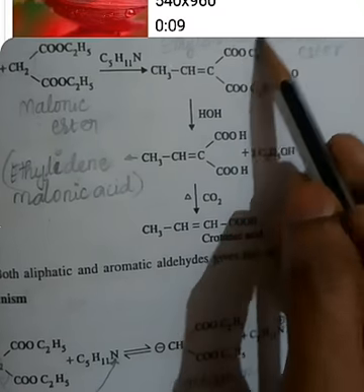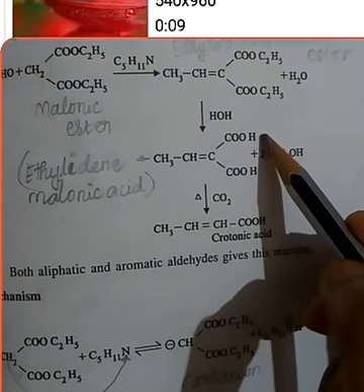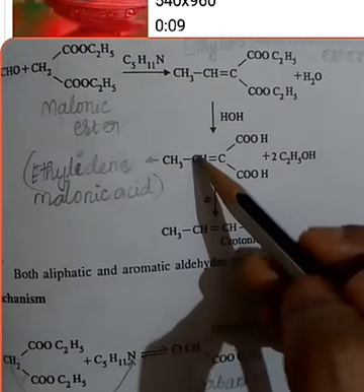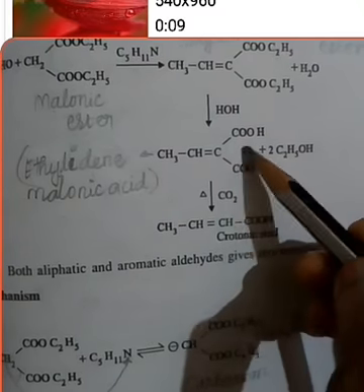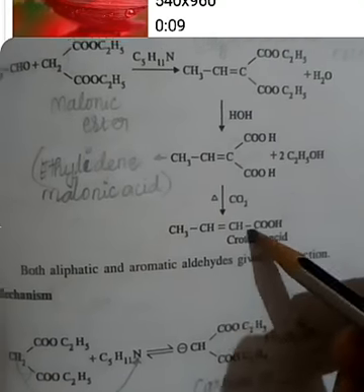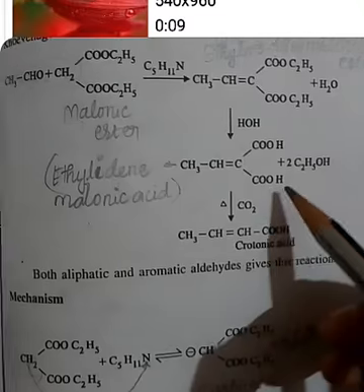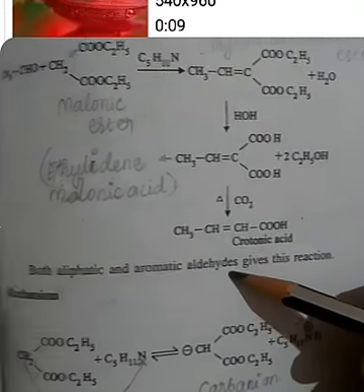Again we add hydrolysis: the two C2H5 groups become OH. Hydrolysis converts them to COOH, and then CO2 is removed. The CH=CH double bond remains, and one COOH is converted into CH3COOH. So acetic acid is removed, and the unsaturated acid is formed. This reaction works with aromatic and aliphatic aldehydes. This is the first step.